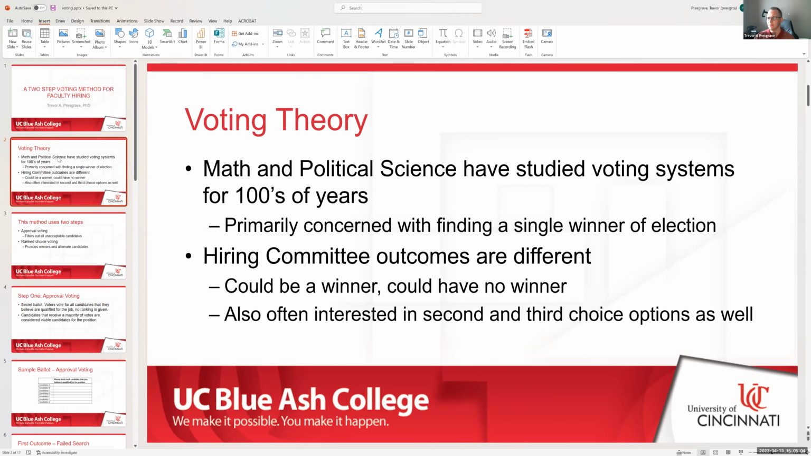You could have a winner, and while it's not desirable, you could have no viable candidates, in which case you have a failed search, have to try again later. You're also often not interested in just the winner, but maybe a second or third choice in case your first choice ends up taking a different position? So the assumptions are kind of different from some of the fundamentals used in math and political science. But by borrowing a couple of their methods, we can still put together something that meets all the needs of a hiring committee.